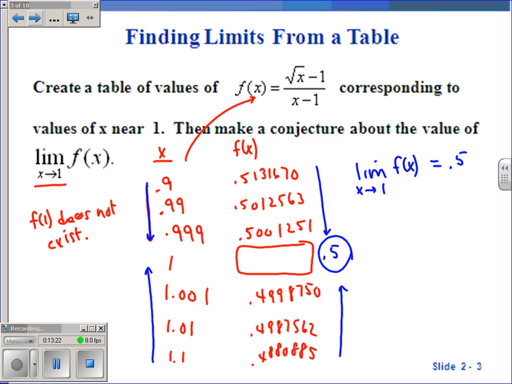Now you'll see it written this way where they'll just use f of x. They may also write it as the limit of the square root of x minus 1 over x minus 1 as x approaches 1, and you could say 0.5. So they could put the actual definition of the function in there behind the limit.